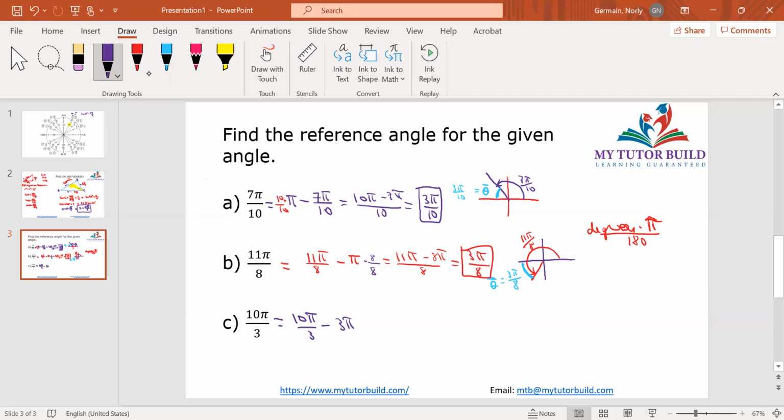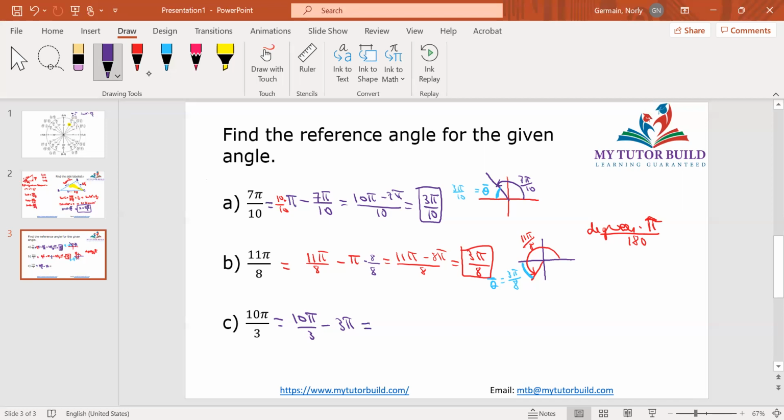The reason why we do that: if we had only 7 pi over 3, for example, that would be very close. If we had something like 5 pi over 3, we would take it from 2 pi, but that's not the case here. So what we have from here is really 3 pi.